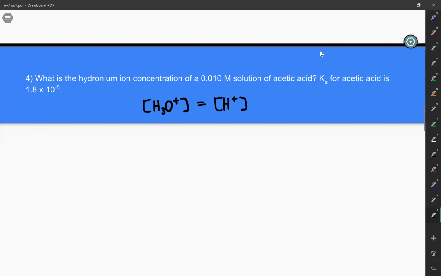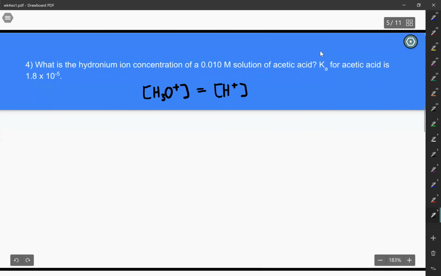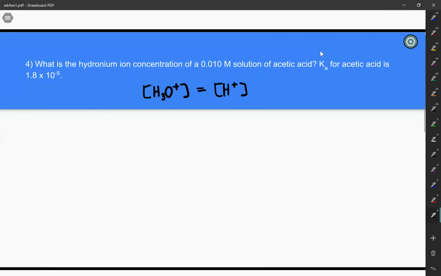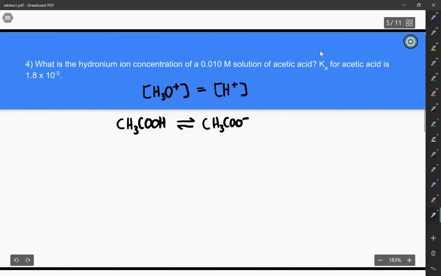So first, I think it would be easiest to find the chemical equation for this solution. Acetic acid would be CH3COOH. This is the formula for acetic acid. And then since acetic acid is a weak acid, we can have equilibrium arrows. And then it dissociates into CH3COO minus plus H plus.